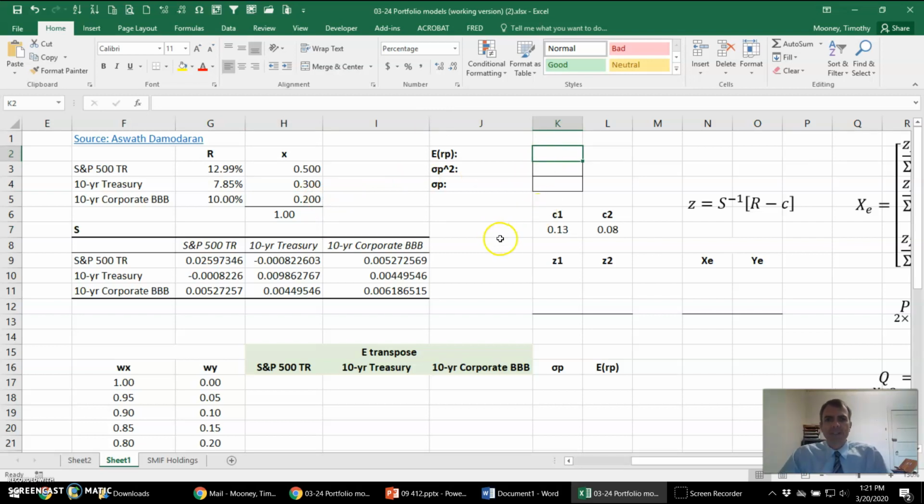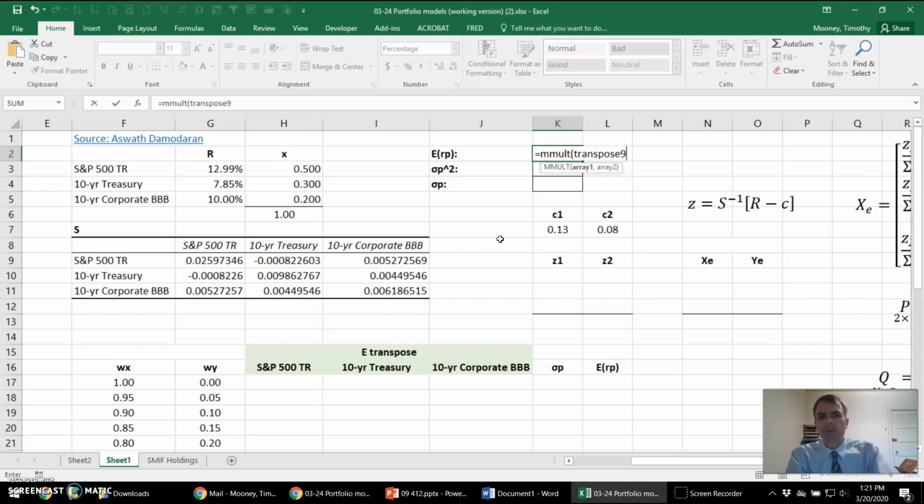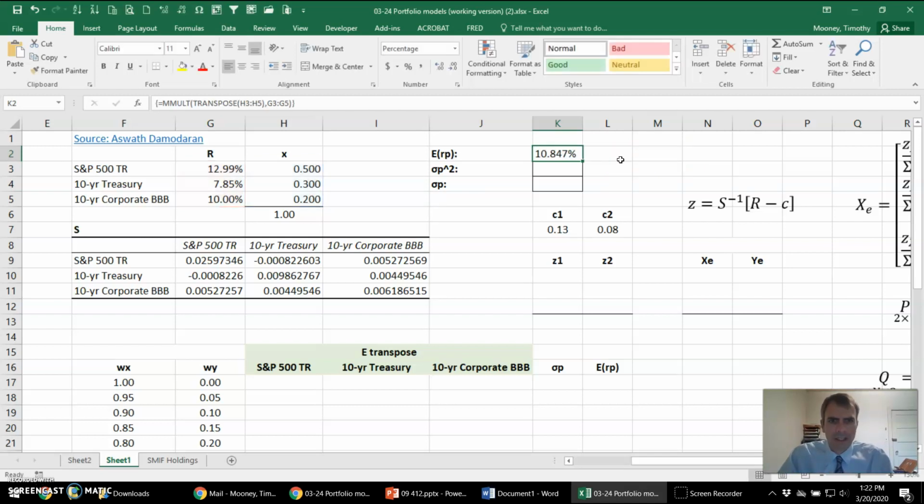So let's find the portfolio's expected return, X transpose times R. Remember the MMULT function takes two arguments. The first argument will be X transpose, so TRANSPOSE, parentheses, the transpose of X. Here's X transpose. Close that out, and then multiply that by R. Taking X transpose, a 1x3 matrix, times R, a 3x1 matrix, will give us a 1x1 result. That's exactly what we want. And so this portfolio's expected return is 10.847%.